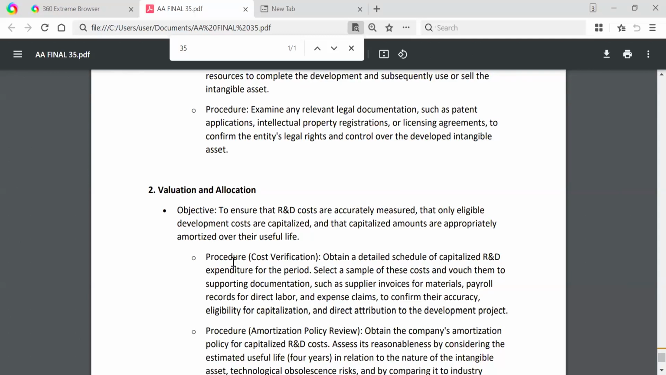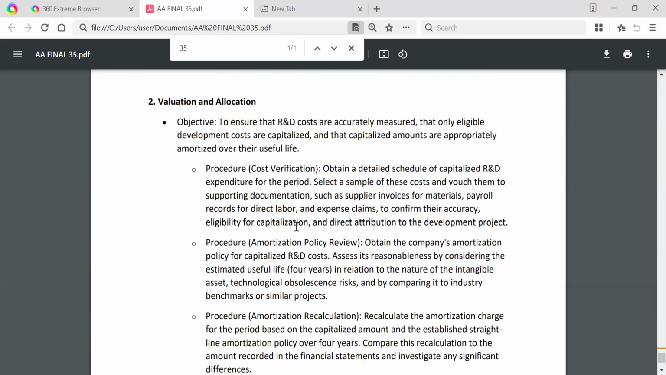No. Valuation and allocation. The objective is to ensure that research and development costs are accurately measured, that only eligible development costs are capitalized, and that capitalized amounts are appropriately amortized over their useful life. Procedure, cost verification: obtain a detailed schedule of all the capitalized R&D expenditure for the period. Select a sample of these costs and vouch them to supporting documentation, such as supplier invoices for materials, payroll records for direct labor, and expense claims, to confirm their accuracy, eligibility for capitalization, and direct attribution to the development project.